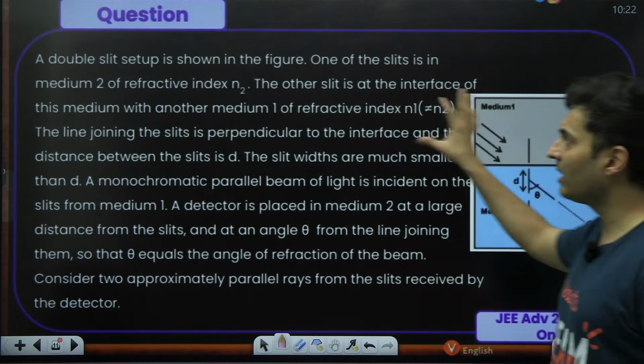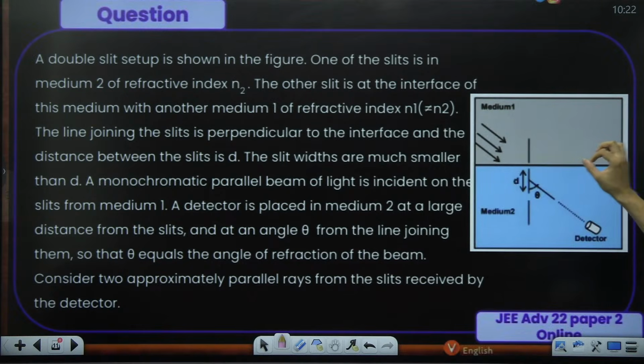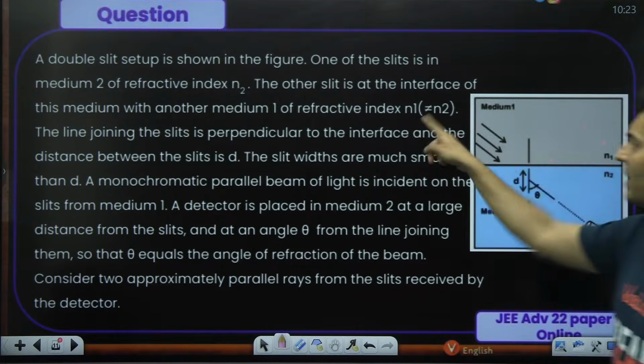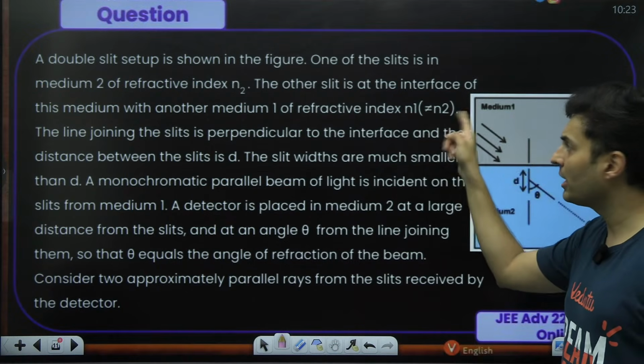In a double slit setup as shown in the figure, one of the slits is in medium number 2, having a refractive index of n2. The other slit has refractive index n1. So this one is in n1, this one has refractive index n2. None of the refractive indices match; n1 is not equal to n2.